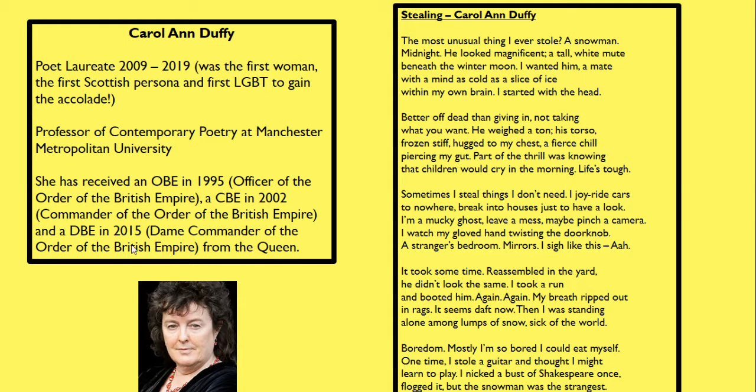So I want to tell you a little bit about Carol Ann Duffy, the poet who wrote the poem Stealing. So you can see a picture of her there. So she is our poet laureate. Now, she was our poet laureate from 2009 to 2019. Now, what is incredible about this role is that the Prime Minister of England advises the Queen on who he thinks is the best person to represent poetry for our country. So it is a really significant role.